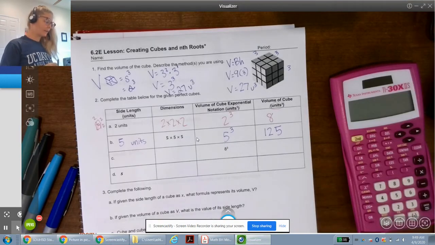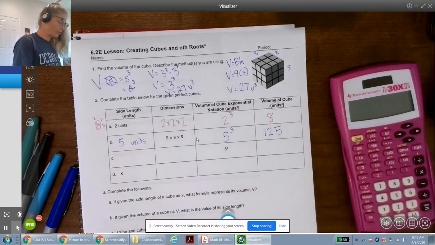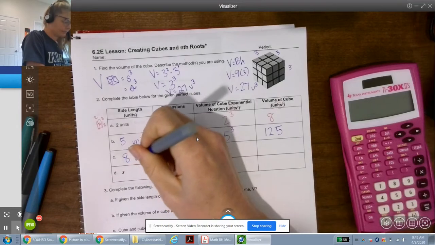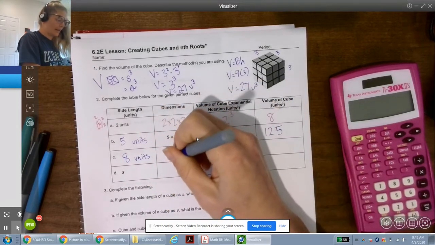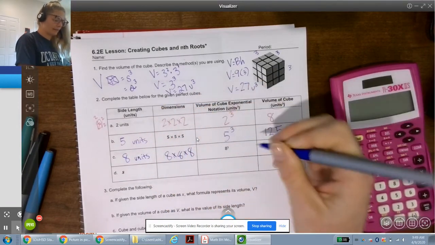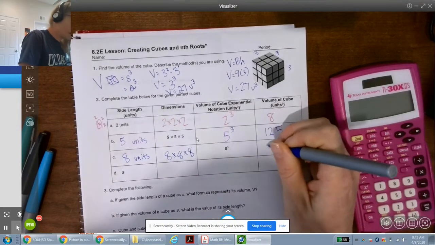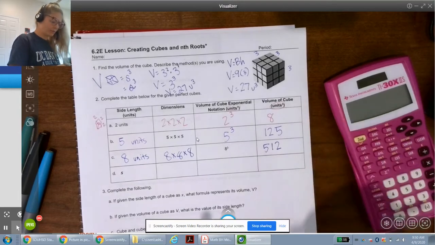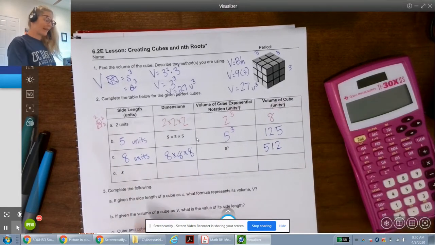And if we take a look at C, since we have 8 cubed here, this is going to be 8 units. We're going to have an 8 by 8 by 8. And 8 cubed is 512. 512 units cubed.